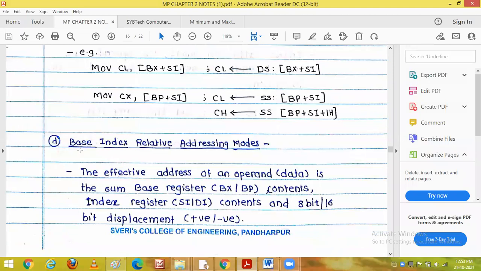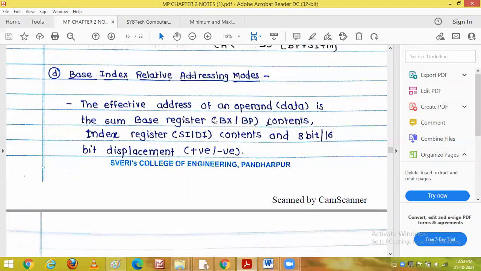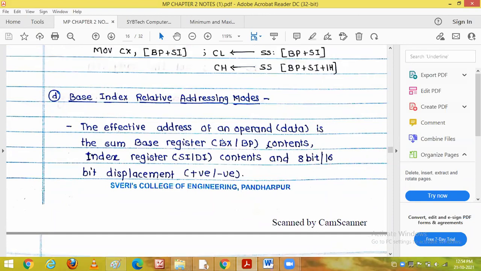And the last one is the base index relative addressing mode. So here you have to use displacement with positive or negative numbers, along with source index and destination index with the base pointer or base registers. So the effective address of an operand is some base register BX or BP and contains index register SI and DI, and contains an 8-bit or 16-bit displacement, positive or negative. This is one more category, relative addressing modes of indirect.